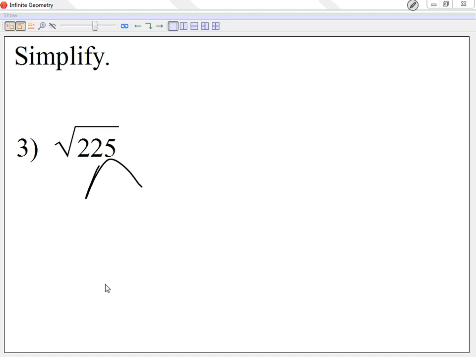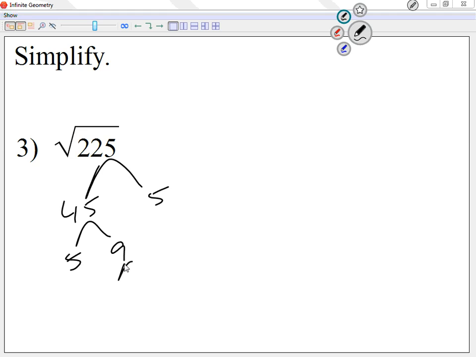Which one? 45 and 5? Okay. Yeah. 45 times 5. Now what about 45? Give me two numbers that multiplied equals 45. 5 times 9.